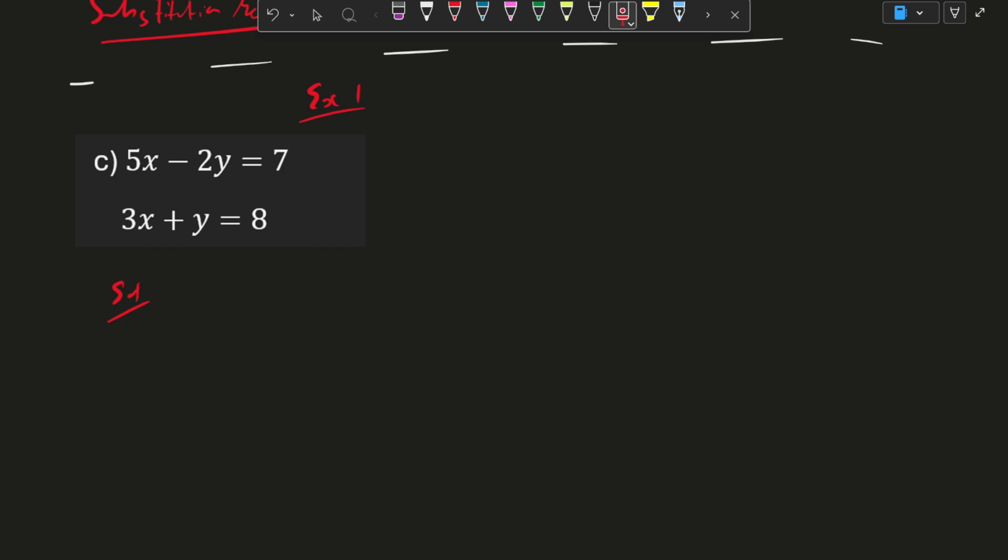In terms of the signage, the way to remember this is if the two variables have the same sign, the two equations get subtracted from one another. So just think like a snake, S, so same sign, subtract. And if they have a different sign, then you add.